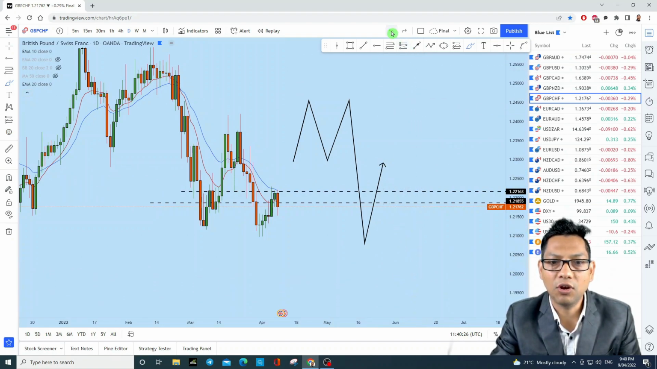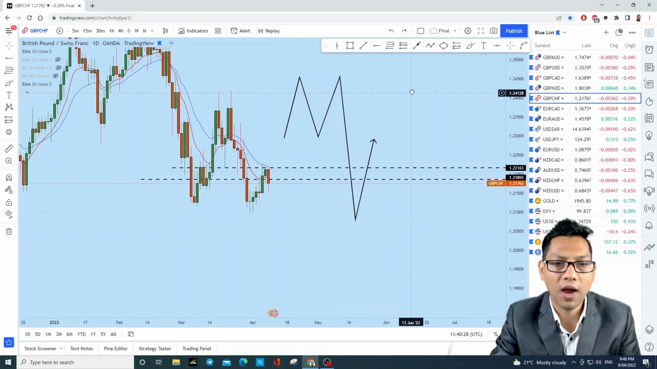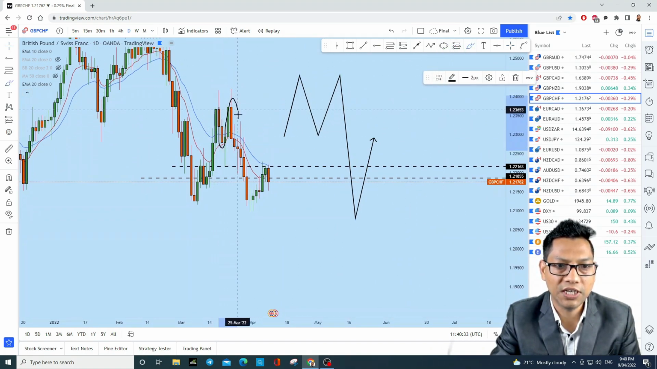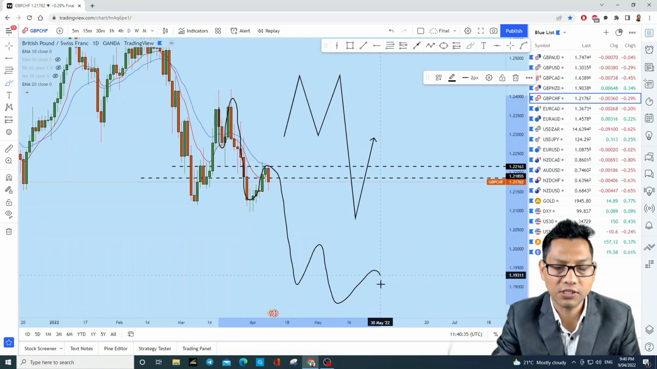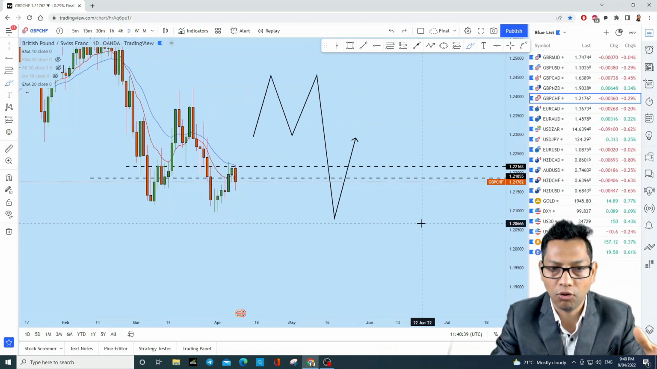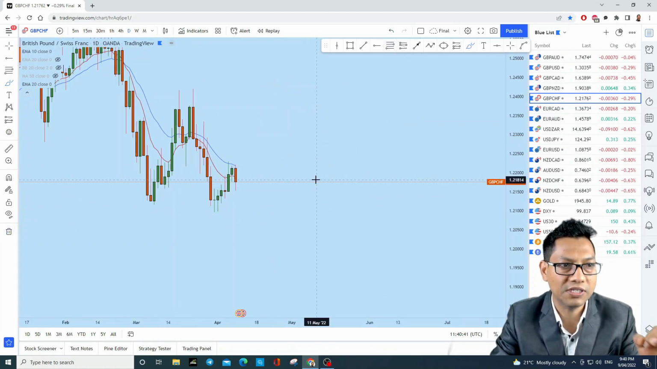Now this kind of price action is very, very important. Why? Because it is a sign of a reversal. That means GBPCHF may go a lot like this to this side. So we have a good trading opportunity on this one as well, GBPCHF.